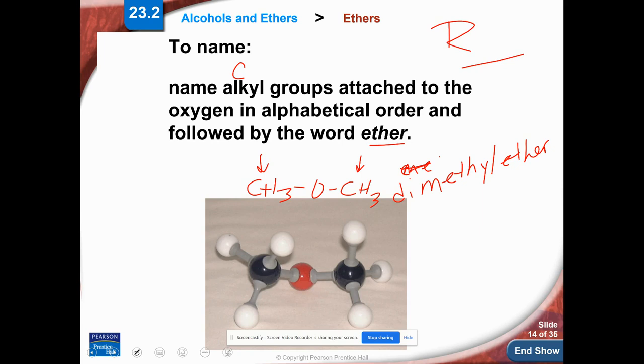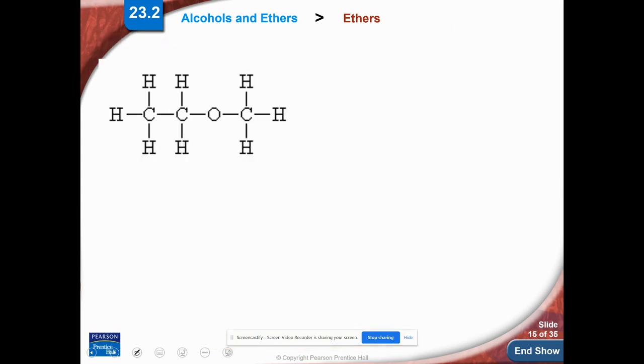And also what you're doing is you're basically using table R and mimicking what you see in a question to how table R names and draws structures. So this is dimethyl ether.